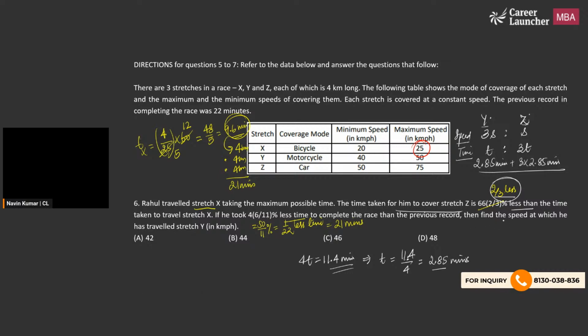Now we have to calculate the speed at which he has traveled in stretch Y. So for stretch Y, we know that the distance covered is 4 kilometers and the time he has taken is 2.85 minutes, which when divided by 60 will give us the hours, right? So this is going to be 4 into 60 divided by 2.85, which is basically 240 upon 2.85.